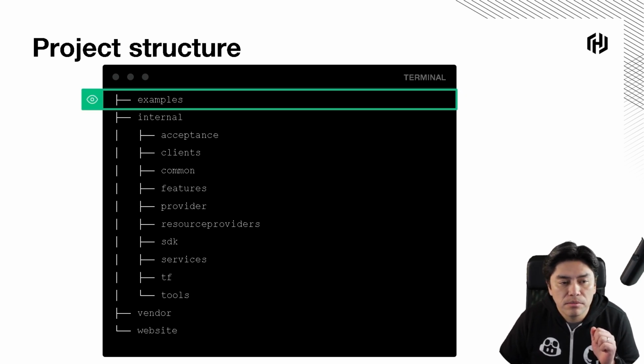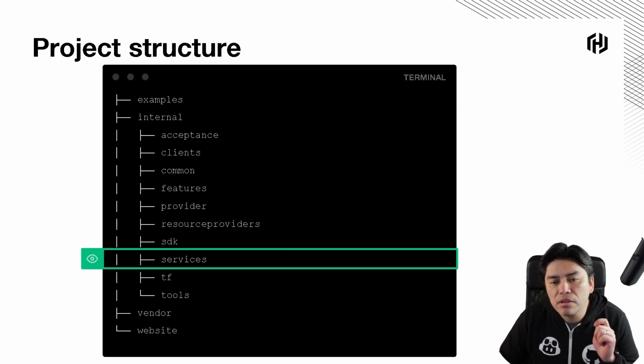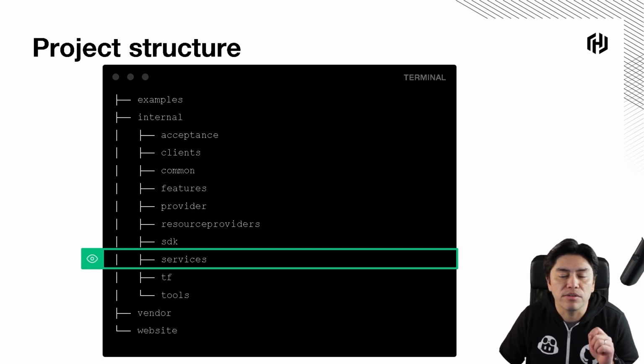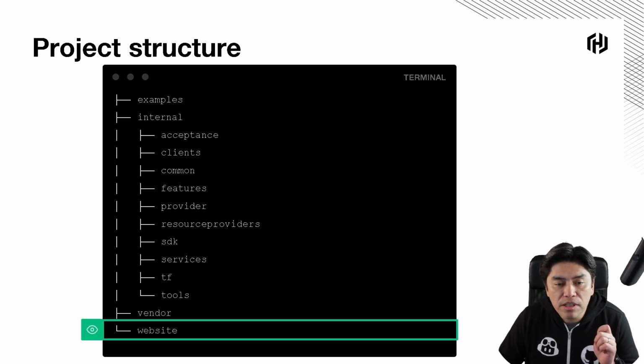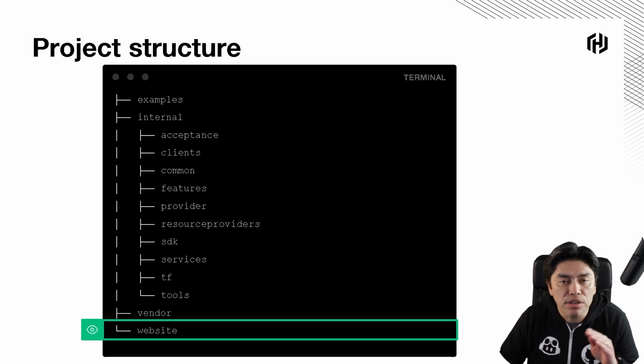The first one, examples, is where all the examples that are in the official documentation are located. Every example that is in the documentation is in this folder. Then we have internal, and within internal we have services. This folder is where all the resources and data sources that this provider offers are. So if you're going to make improvements or changes, this is where to look. Finally, we have website, which is practically all the official documentation that we see when we go to the provider's official page. And if you see, all major cloud providers follow the same folder structure, so it should be easy to just move from one to another.